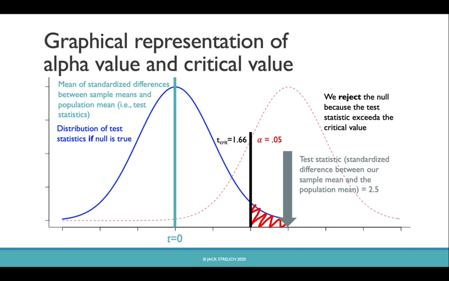Furthermore, because our test statistic exceeds the t-critical value corresponding to an alpha of 0.05, we know that the p-value associated with that test statistic, in other words, the probability of observing a test statistic as or more extreme as the one we saw if the null hypothesis were true, must be less than 0.05. We don't know the exact probability, but we do know that that probability, p, must be less than 0.05.